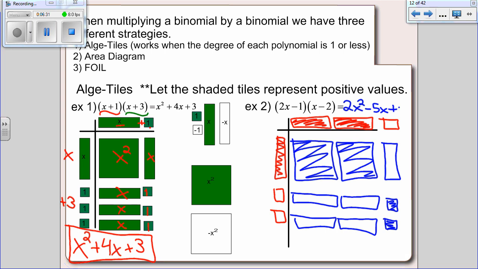Again, algebra tiles are just really meant to help you picture what's happening when you're multiplying things. If algebra tiles are not your thing, that's okay.